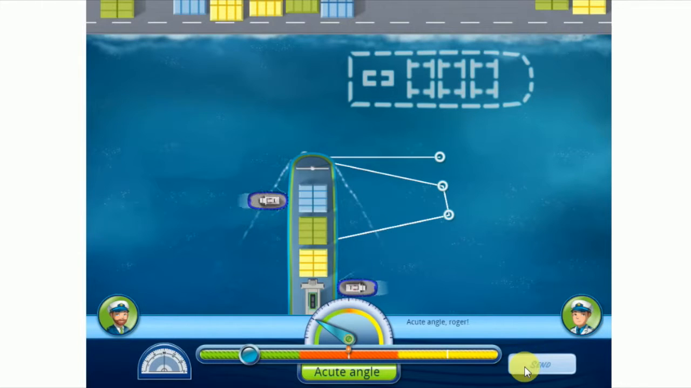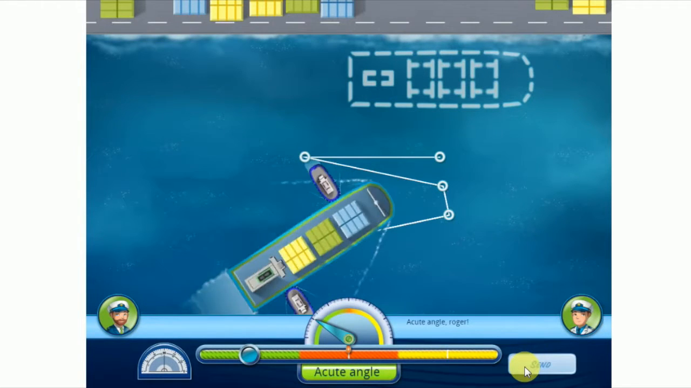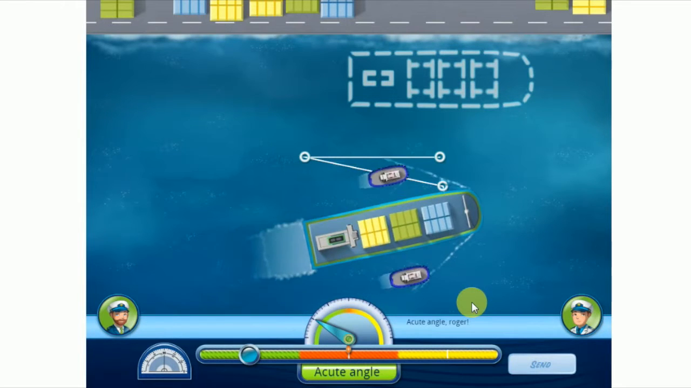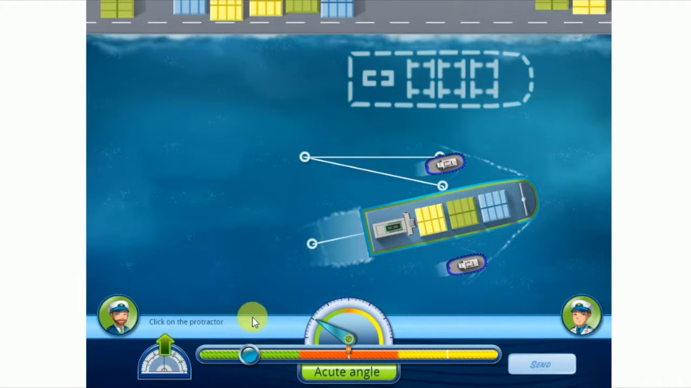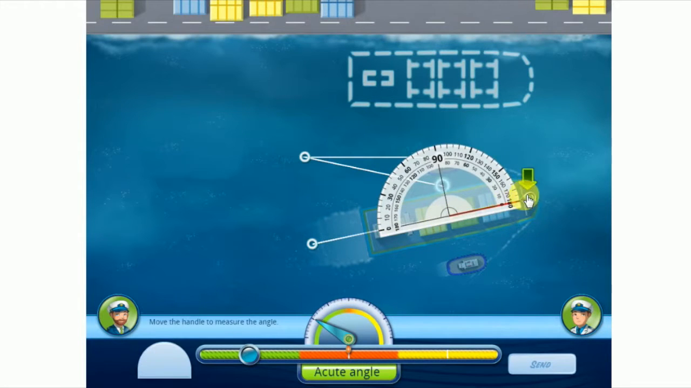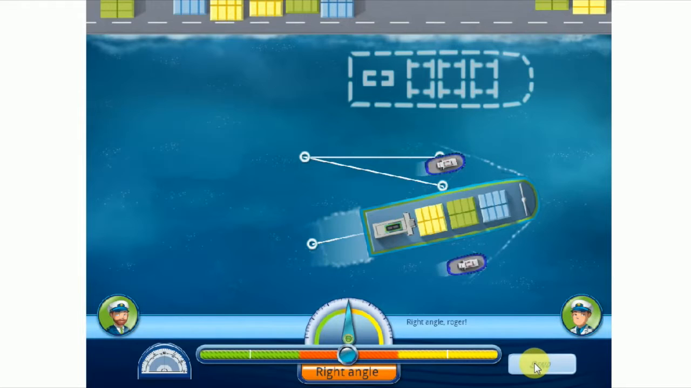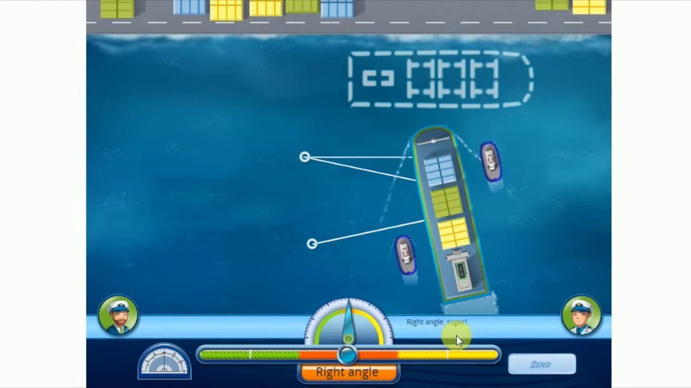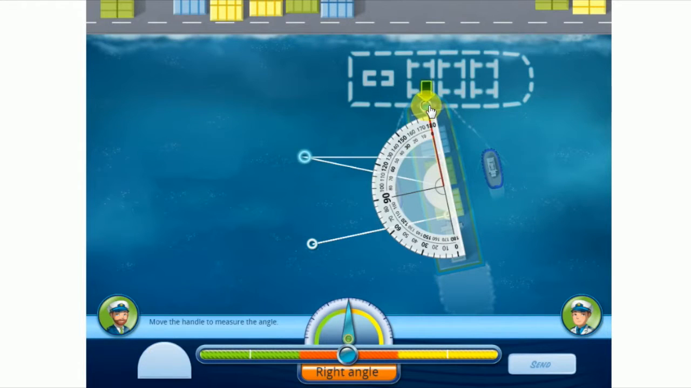The game contextualizes learning by introducing students to the shipping sector, just like all of the resources available on the Brought to You by Ship portal. Now we're ready to measure the second angle using the same technique. Let's place the protractor, 90 degrees. We use the slider to indicate that this is a right angle and send the information to the tugboats. To complete the frame or stage, the students must measure 4 angles.